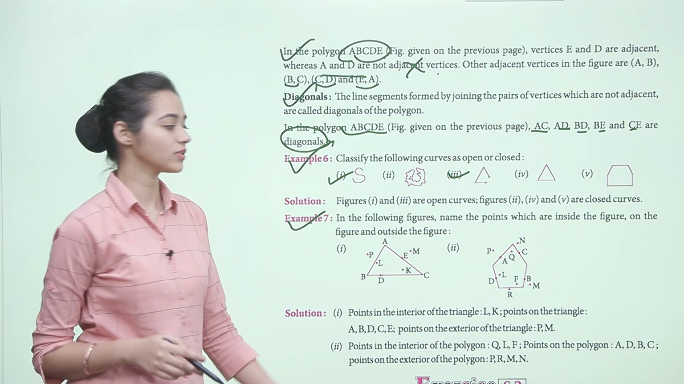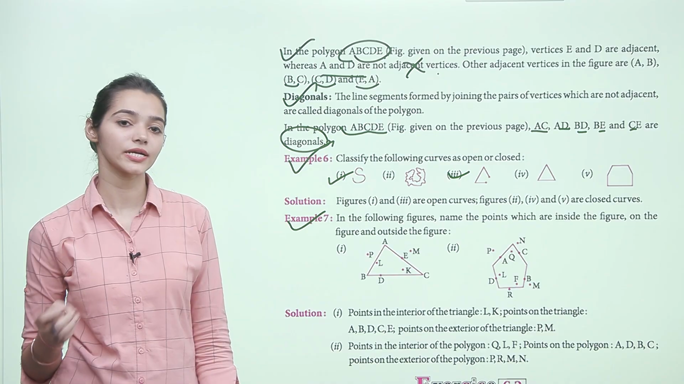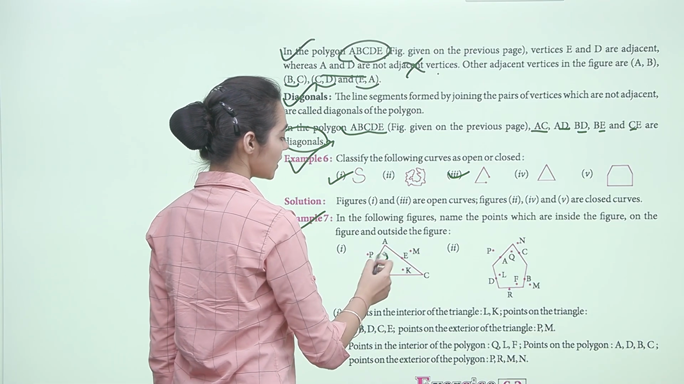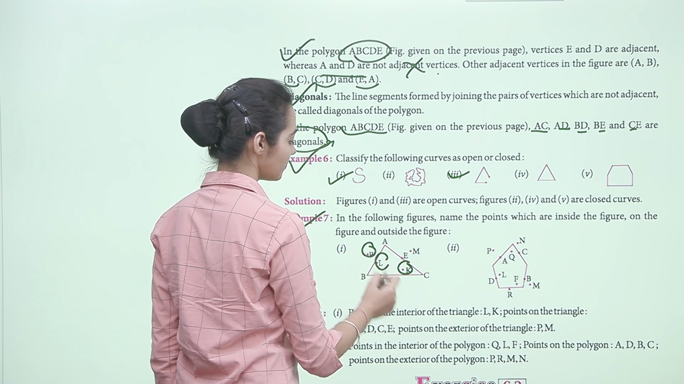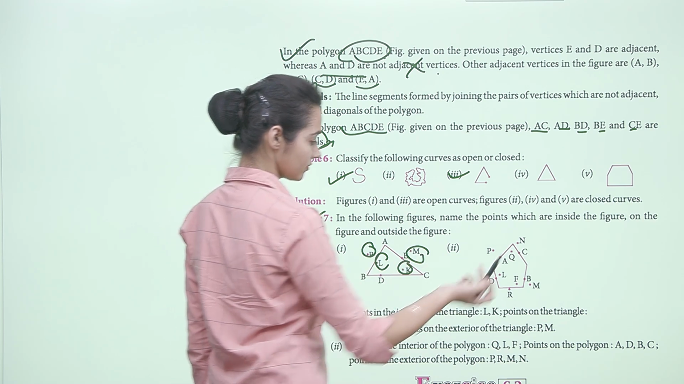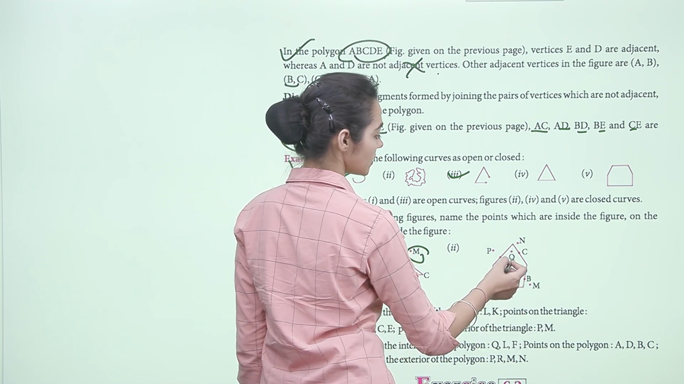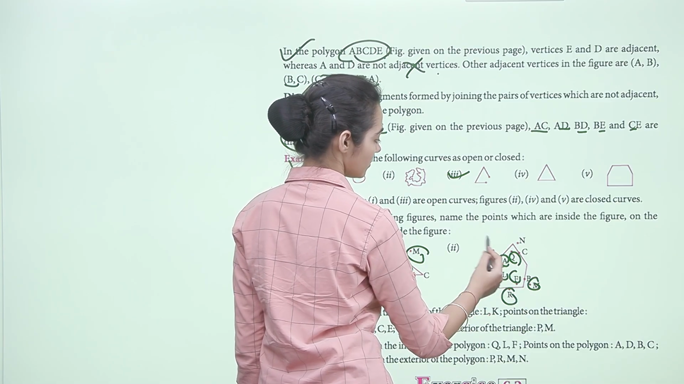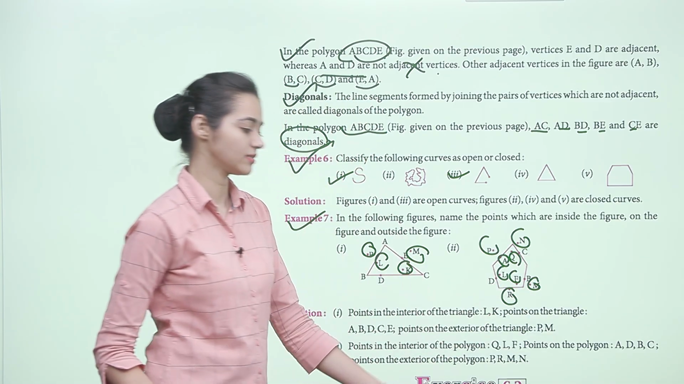Now in example number 7, in the following figures we have to name the points inside the figure or outside the figure. So in the first one, the interior points are L and K and the exterior points are P, M. Now in the second one, the interior points are Q, A, L, F and the exterior points are M, R, P, N and C.